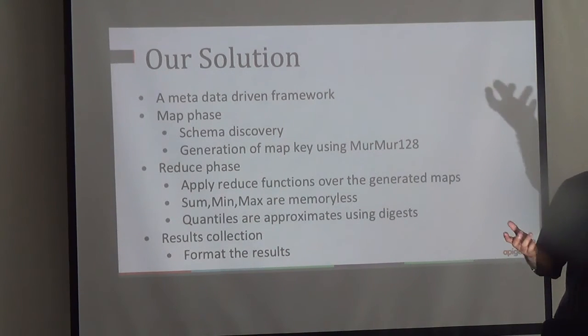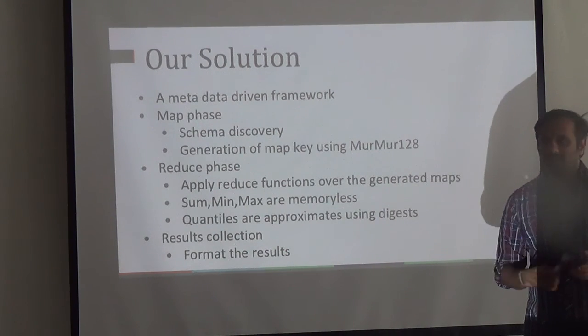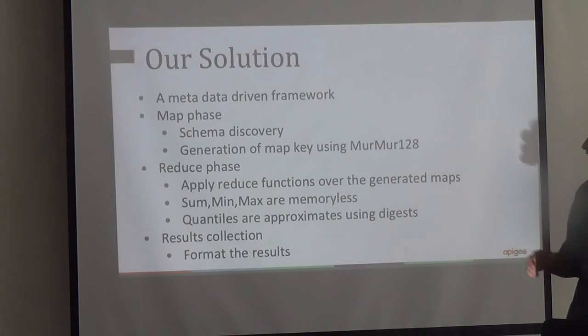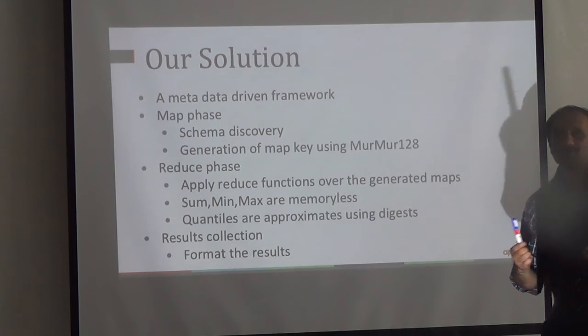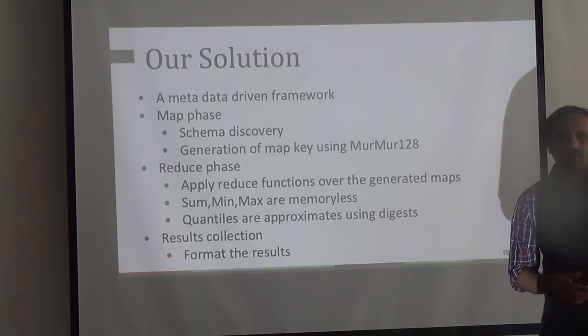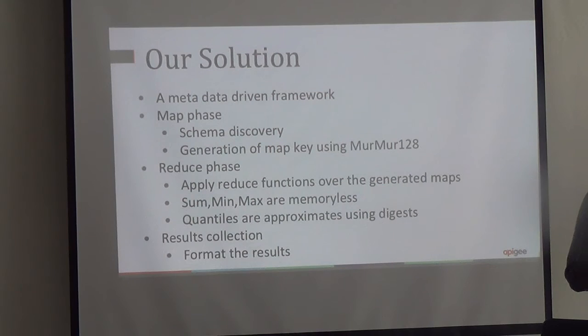The map is generated using some kind of a hash function. It's nothing but an RDD. And then just after that, it's nothing but a reduce function. So I want to specifically talk about the reduce functions using digest. The other reduce functions are mostly memoryless, like min and max. You don't have to have data points in memory if you really want to compute min and max, right? You just have to have one data point for that particular partition, just a min. And they are all associative and commutative operations.